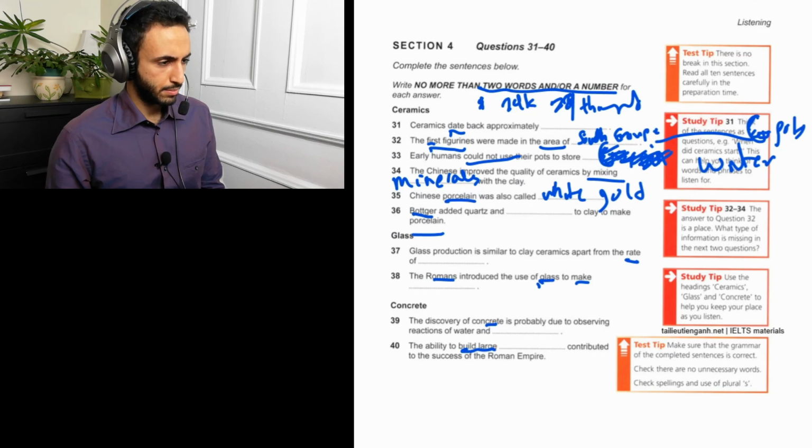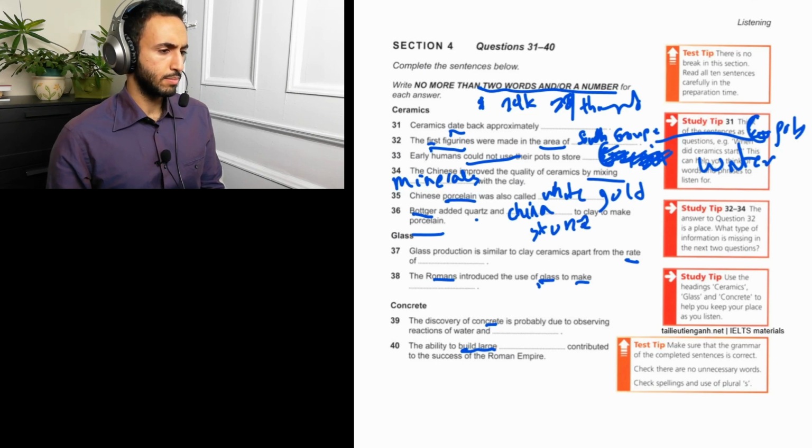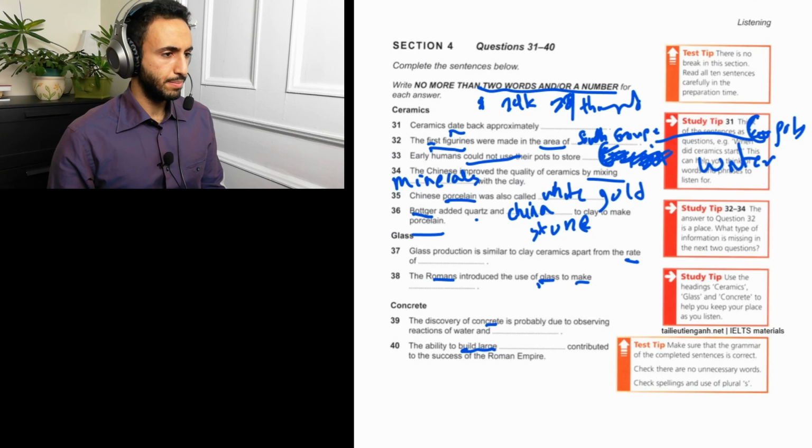And after many years of experimentation, he discovered that by adding quartz and a material called China stone to very high-quality clay, he managed to get the same results that the Chinese had been achieving for the last 1,000 years.